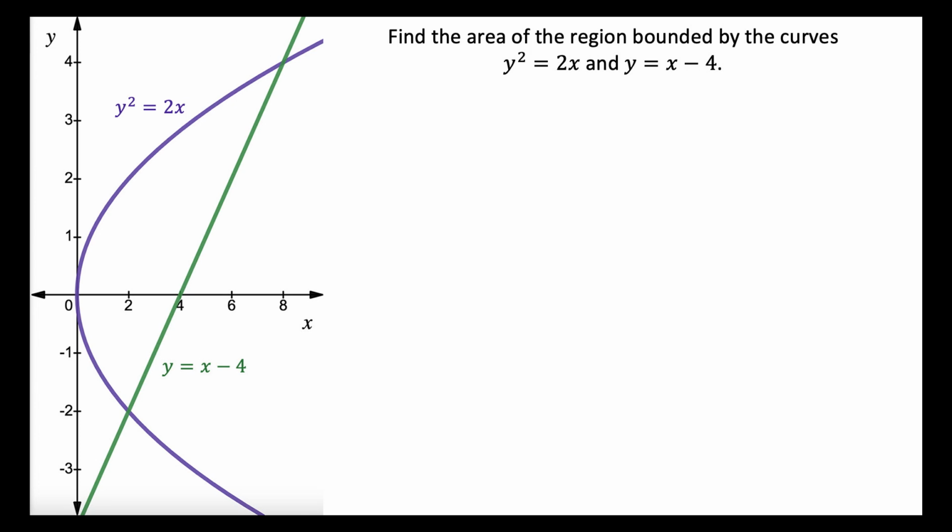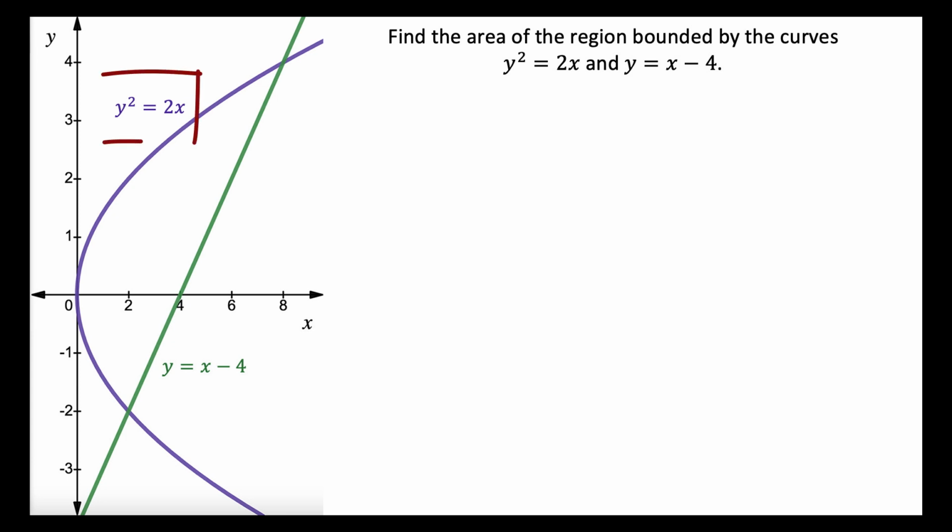In this problem, we need to find the area of the region bounded by the curves y squared equals 2x and y equals x minus 4. But first, we need to determine whether we should integrate with respect to x or whether we should integrate with respect to y. So we begin with a sketch of the bounded region.